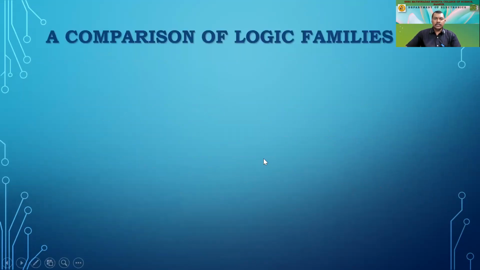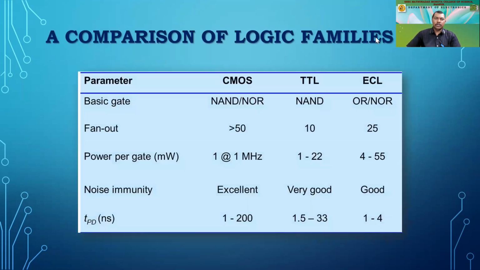Okay, so let us go through the comparison of the basic logic families. If you compare the three basic parameters for CMOS, TTL, and ECL, the basic gates are NAND, NOR for CMOS. For TTL we have NAND, NOR again. For ECL, we have OR and NOR like this. So fan out is greater than 50 for CMOS, around 10 for TTL, and 25 for ECL. The power per gate in milliwatt will be one at the rate of 1 megahertz.